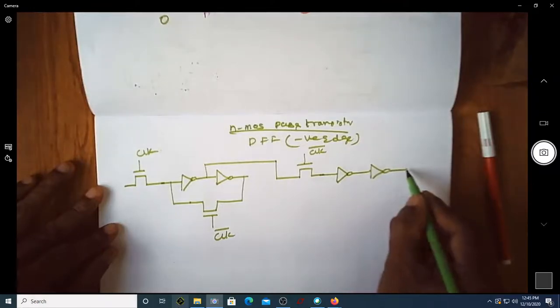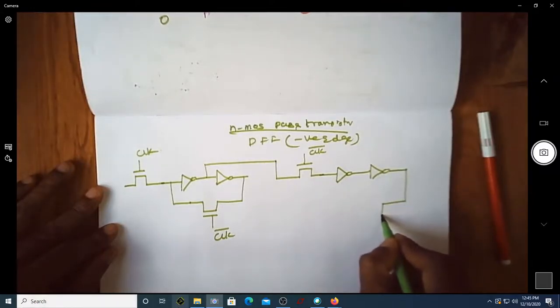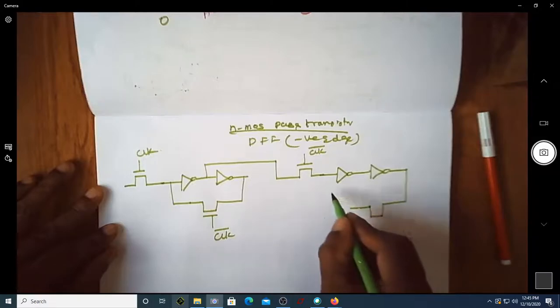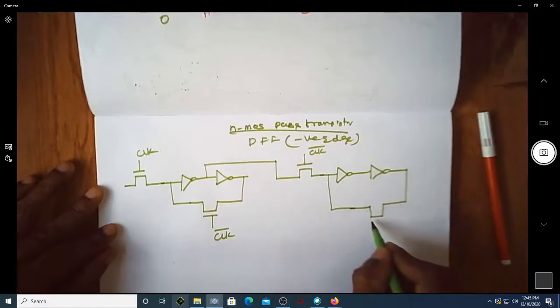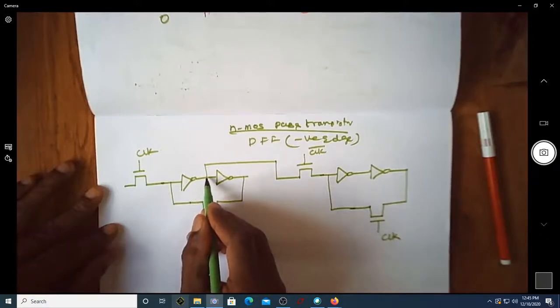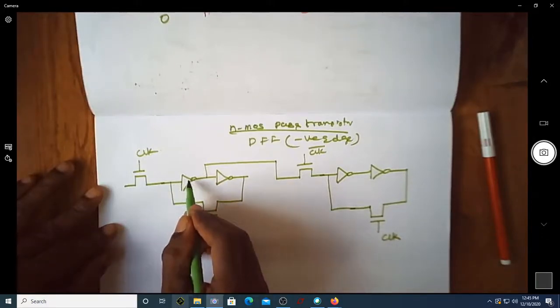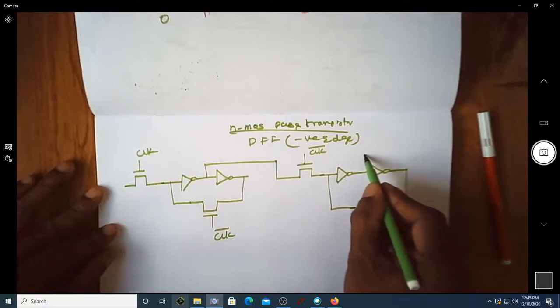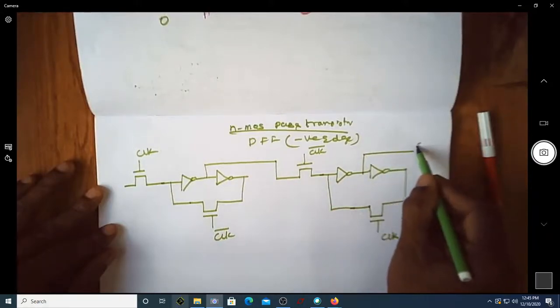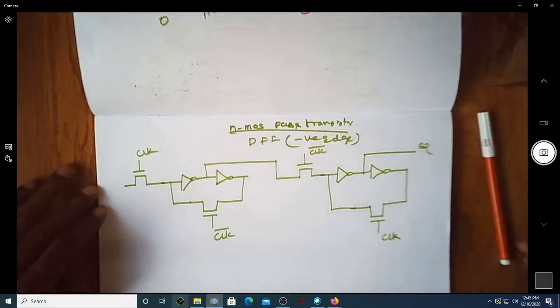one more pass transistor which is used to hold the value. Since it is clock bar, this is clock. Now since the output is taken here, it is one complement, and let us make it one more complement, and let me take this as my Q output. This is the Q output.